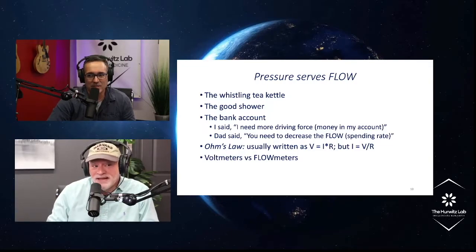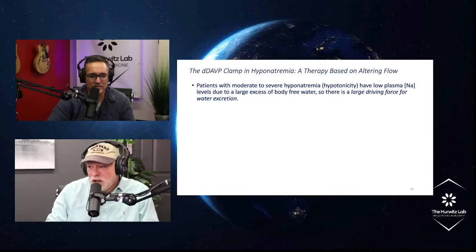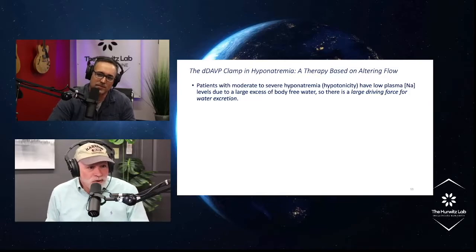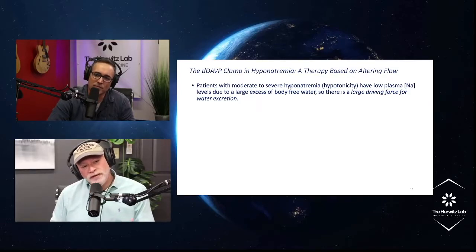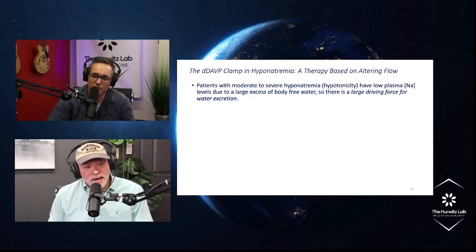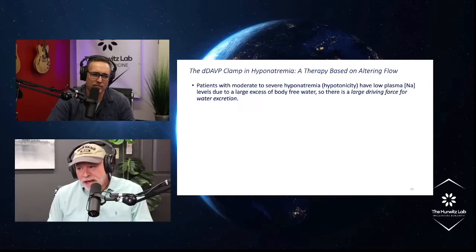I think it's paying attention. Cells and tissues and organs care about flow. They care about flow because that's where they're getting their stuff. So nature is flow. And one thing I wanted to point out is how we use this. People may not think about this, but we're using these concepts of flow all the time, even if we don't know it. About 10 years ago, the DDAVP clamp for severe hyponatremia came out.